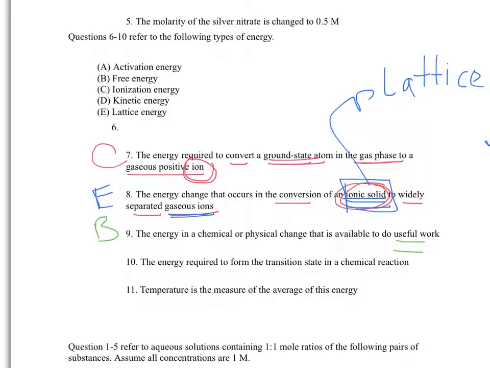The energy required to form the transition state in a chemical reaction. Now, what is a transition state? Remember, the transition state has to do with the thermodynamic graph. Where's the transition state? At the top. Well, what do we know about this little hill? What's that hill called? Activation energy. Very good. And so this is A.